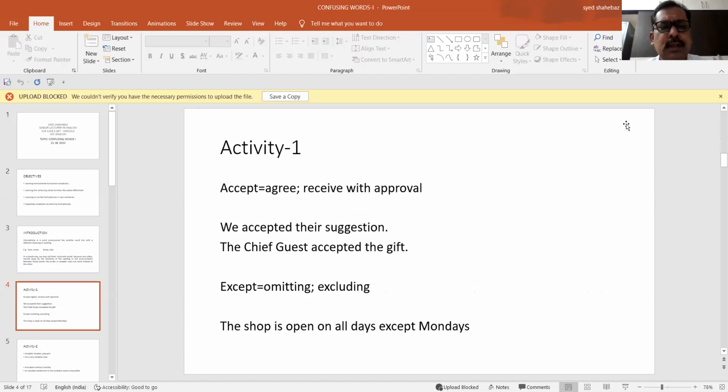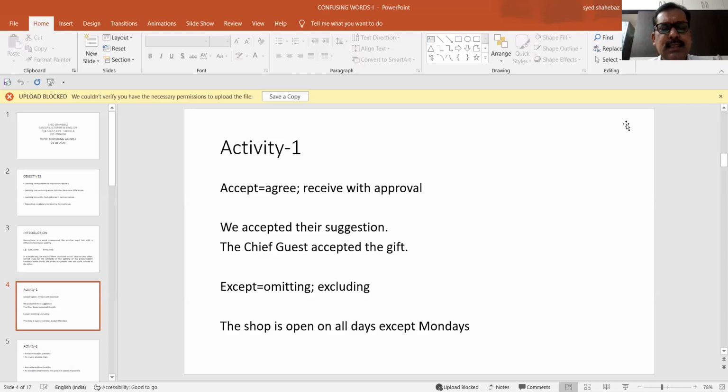So see the first one, accept. Accept means agree, receive with approval. So in one sentence, we accepted their suggestion. The chief guest accepted the gift, received with approval.